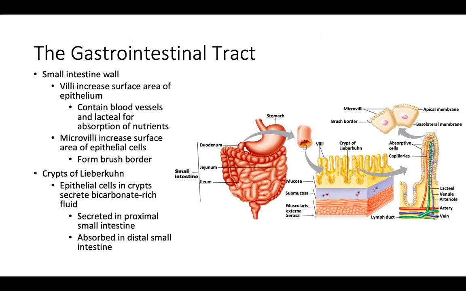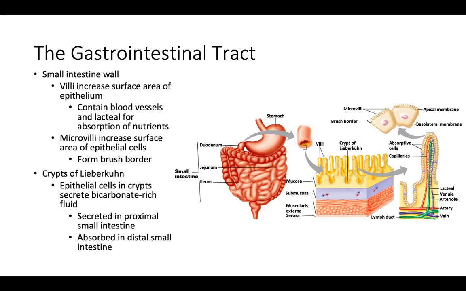Now, because of the folded nature of the villi, we create these invaginations that are called the crypts of Lieberkühn. They're similar to the gastric pits in that they just dip down into the wall here. But these have different cells and different functions. The epithelial cells of the crypts help to secrete bicarbonate-rich fluid. This is how we neutralize that chyme that's coming from the stomach.